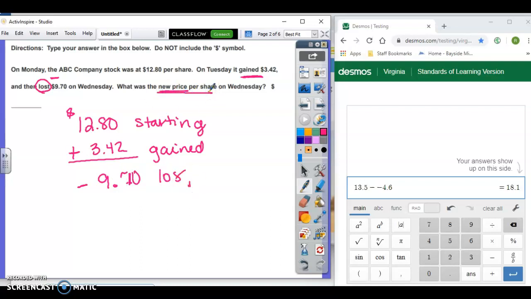So what I'm going to do is I'm going to enter all this information into my calculator. So we started off with 12.80. Then we added $3.42. And then we subtracted $9.70. So you end up with a total of $6.52.